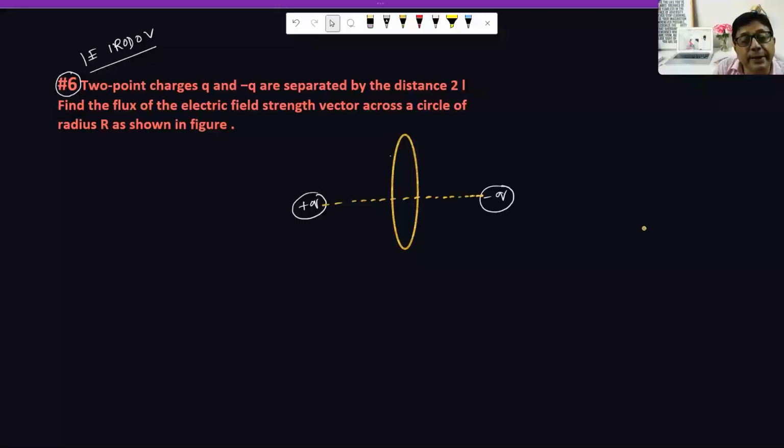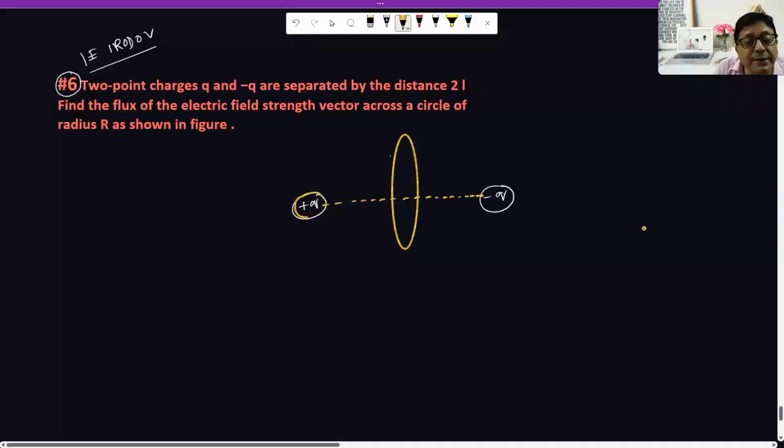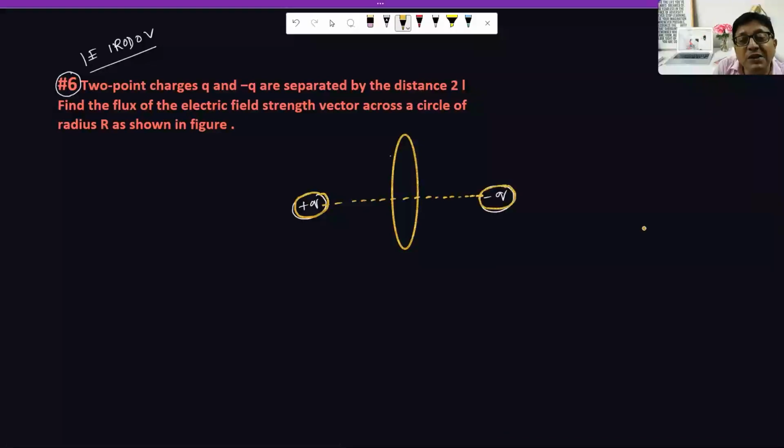Do you find any similarity with the previous one, where a charge Q was kept at the origin? Of course there is a similarity. But this time two charges are there. Due to one charge, calculation will be the same. You will take some elemental portion here.